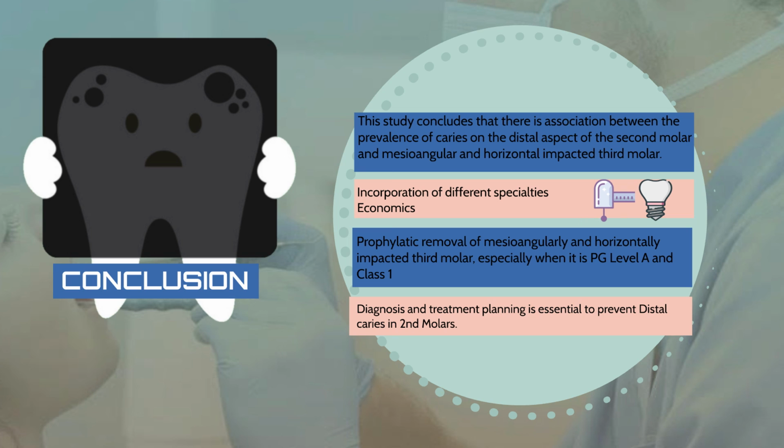Lastly, from our side, we will recommend prophylactic removal of mesioangularly and horizontally impacted third molars, especially when it is PG level A and class 1. And diagnosis and treatment planning is of utmost importance when it comes to preserving the impacted third molar and the adjacent second molar. These are our references.